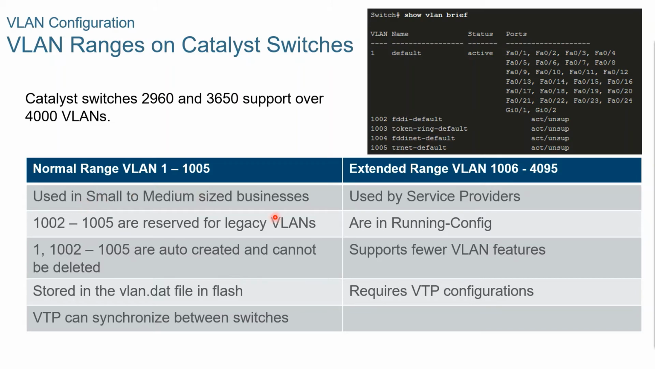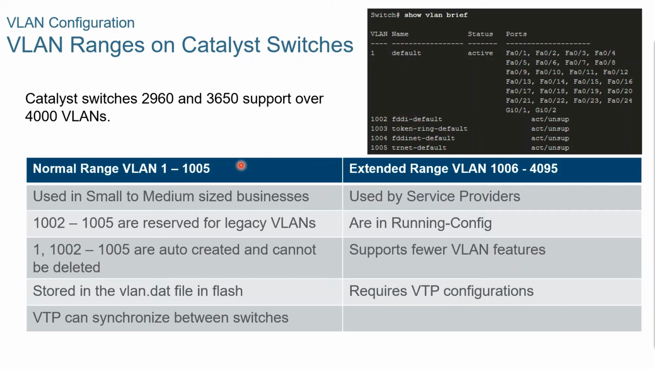The figure illustrates the numbered VLANs from 1006 to 4094. The figure illustrates the default VLANs on the Catalyst 2960 running Cisco IOS release 15.x.